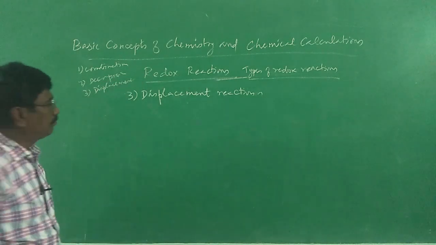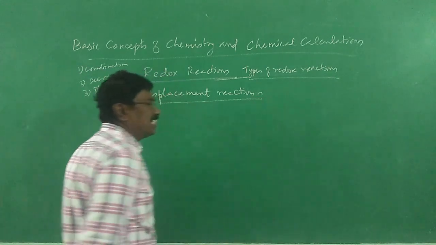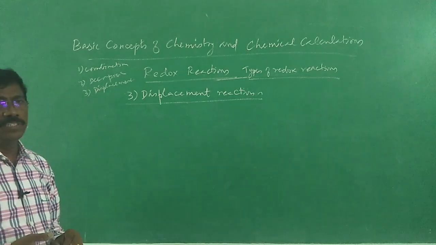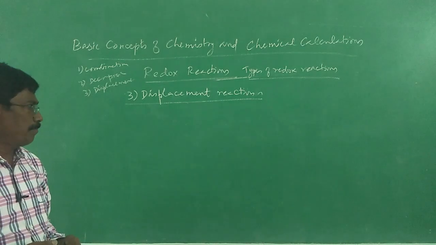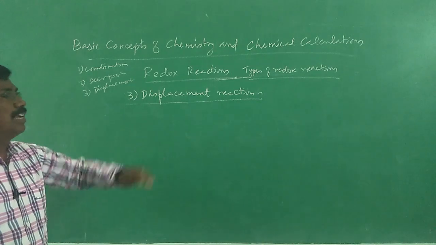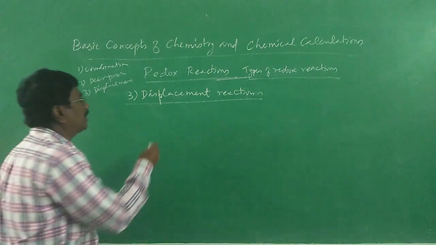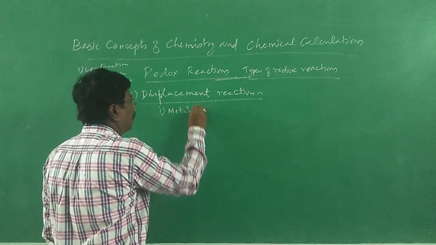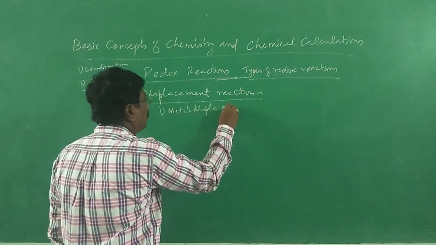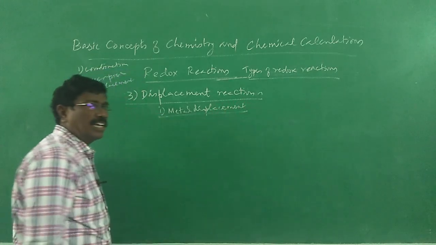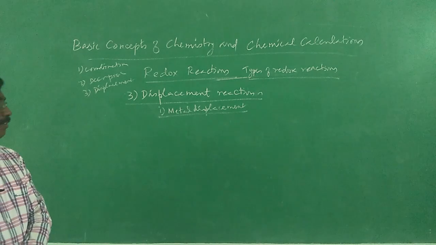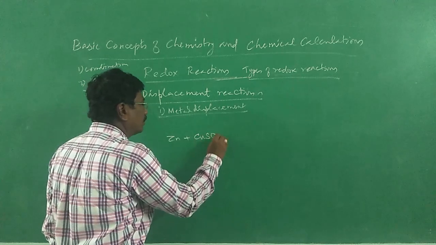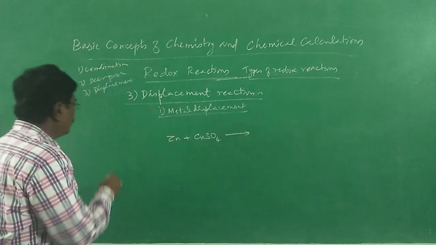What is displacement? When a metal is placed into a solution of some other substance, it can displace the metal. We call it metal displacement reaction. One metal can displace another one. For example, when a zinc rod is dipped into copper sulfate solution. See, copper sulfate is a solution.